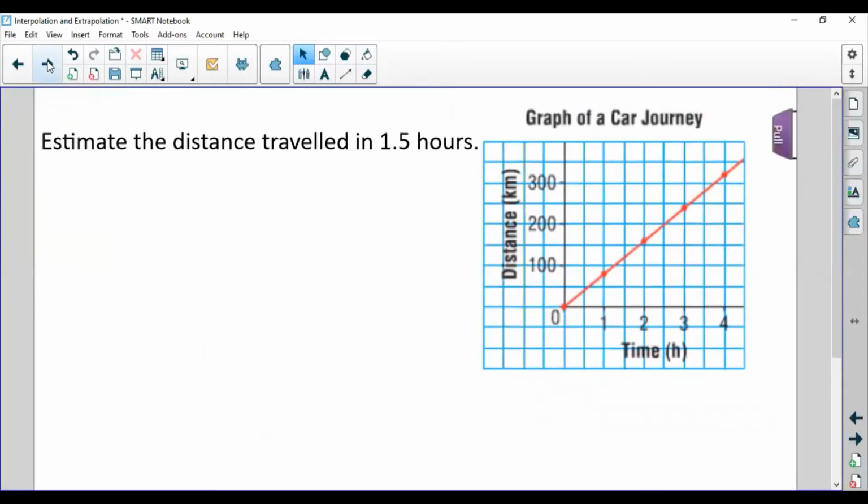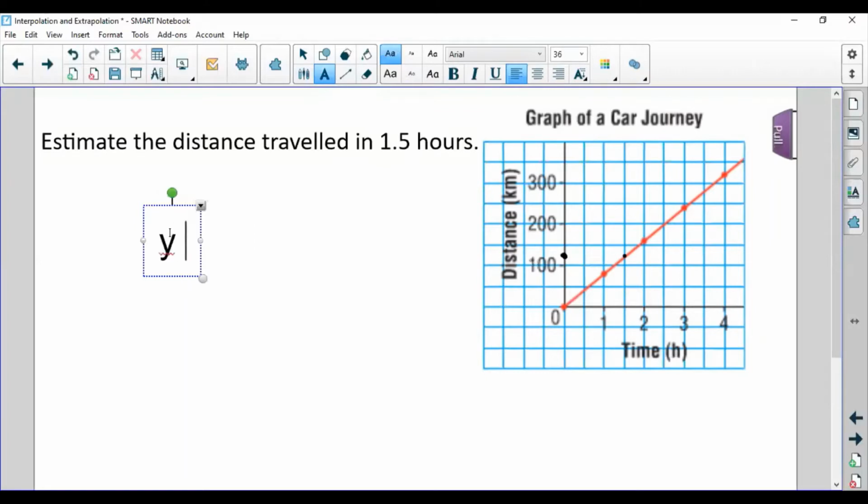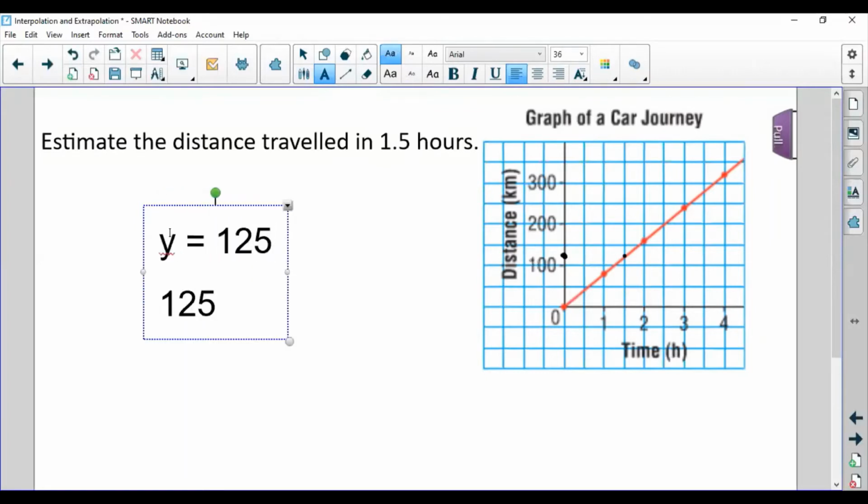Estimate the distance traveled in 1.5 hours. Hours is on my x-axis, and 1.5 is between 1 and 2. So here 1.5 is on my line, which is roughly 125 kilometers on my y-axis. So y equals 125, which represents 125 kilometers.